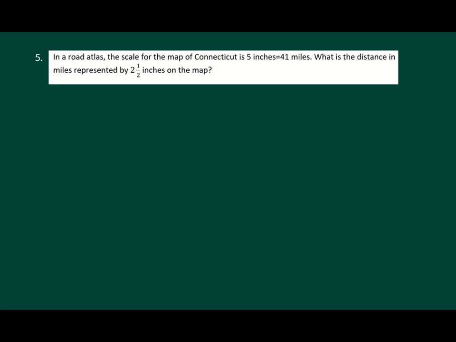Number 5 says, in a road atlas, the scale for the map of Connecticut is 5 inches to 41 miles. What is the distance in miles represented by 2.5 inches on the map? Okay, so let's set up our proportion. 5 inches is equal to 41 miles.